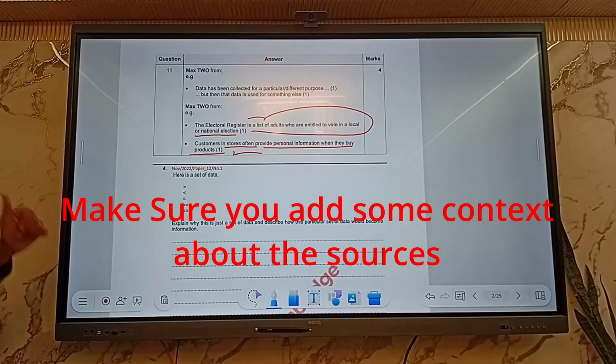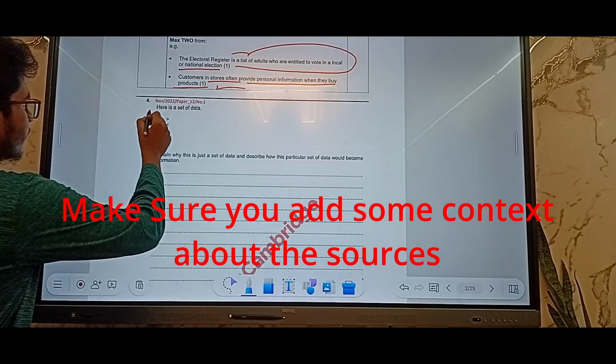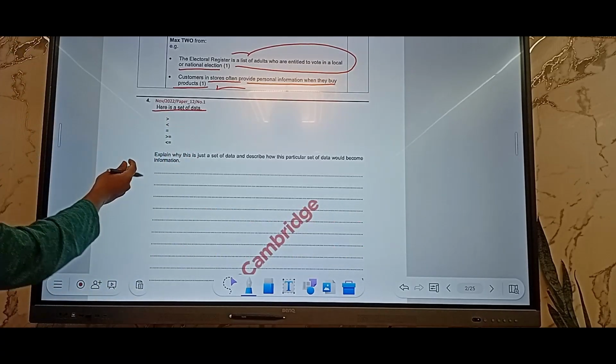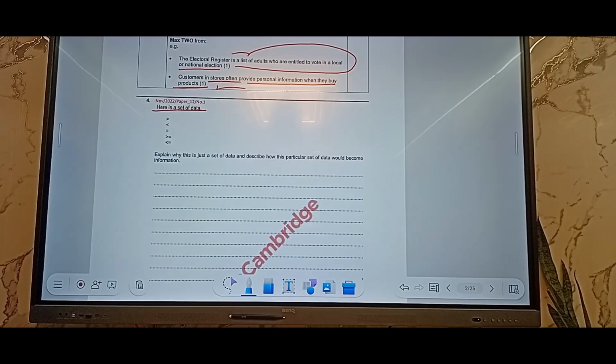Now let's solve another question. Here's a set of data for this question, and they have given us a few symbols. Explain why this is just a set of data and describe how this particular set of data would become information.